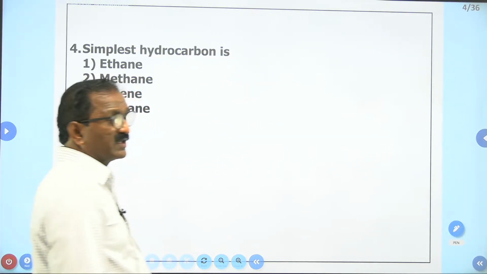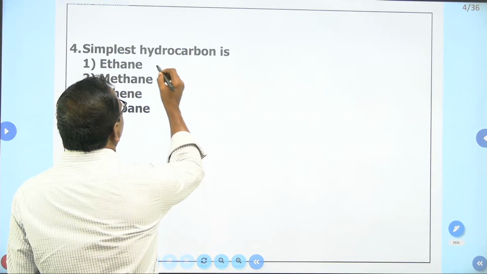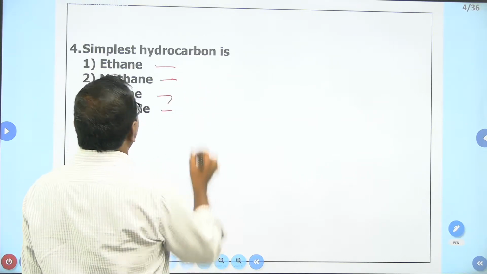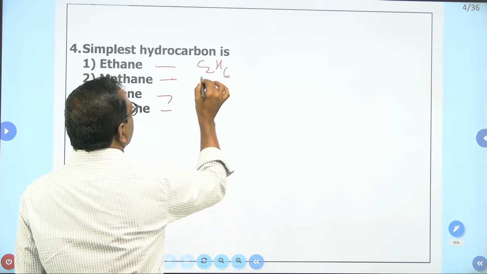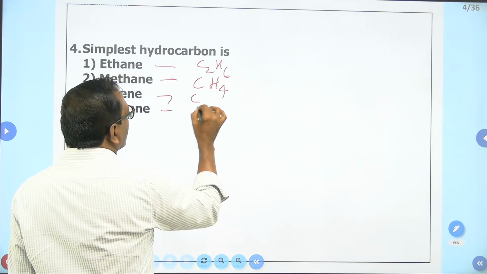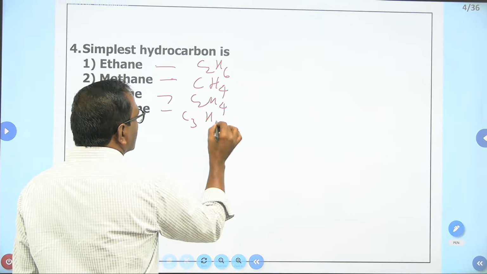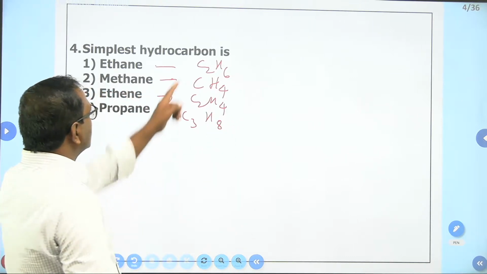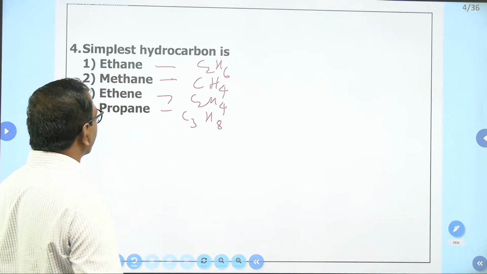Question number 4, simplest hydrocarbon. Consider the molecular formulas of the following species. Ethane molecular formula C2H6, methane molecular formula CH4, ethene molecular formula C2H4, then propane molecular formula C3H8. This is the molecular formula of ethane, methane, ethene and propane.